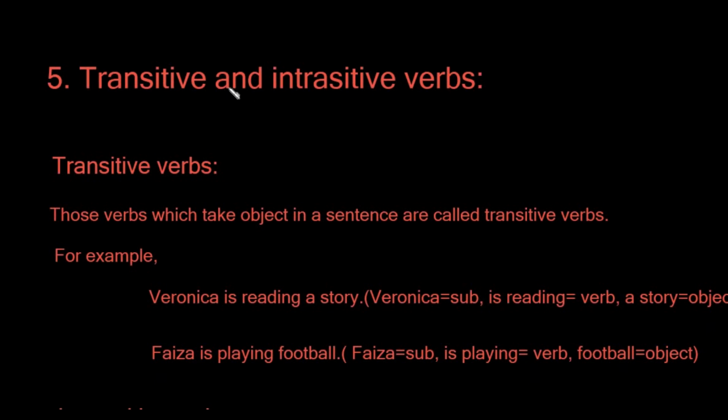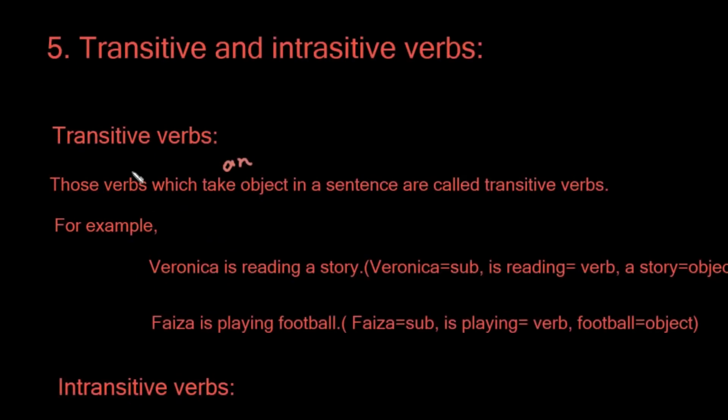Okay, the fifth one we have is transitive and intransitive verbs. Very simple. What are the transitive and what are the intransitive verbs? The transitive verbs are those verbs which take an object in a sentence. Like we have a subject, we have a verb, and we have an object. They are called the transitive verbs. The transitive verbs will take the object.